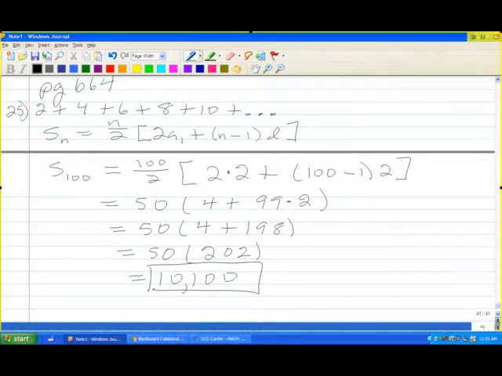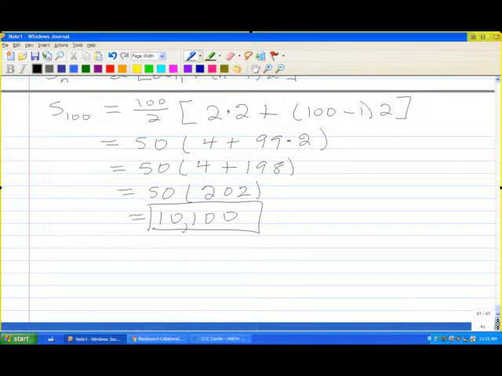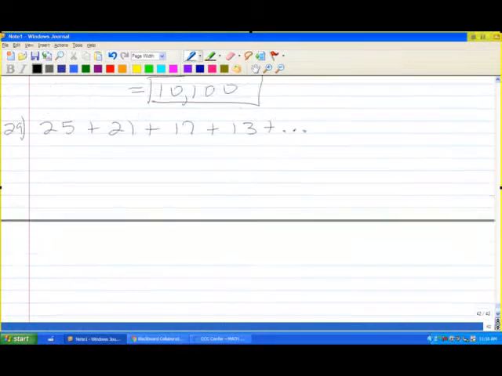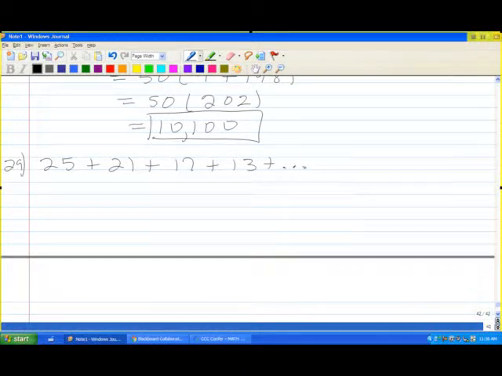Okay. Let me do, let's say 26, 28. How about 29? Let's do problem 29. 25 plus 21 plus 17 plus 13, etc. So let's find the sum of the first 100 terms.